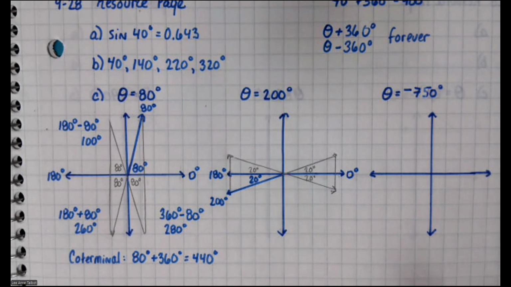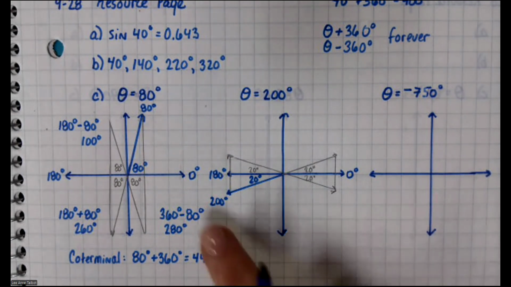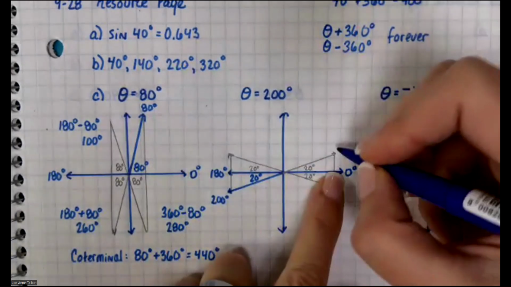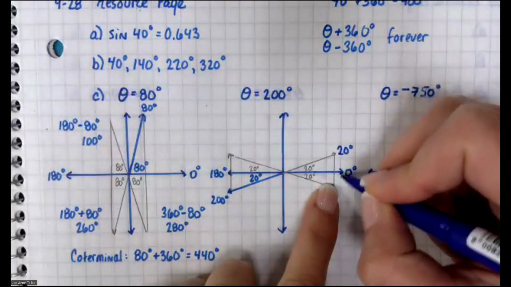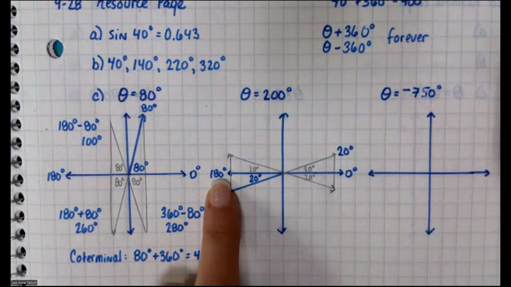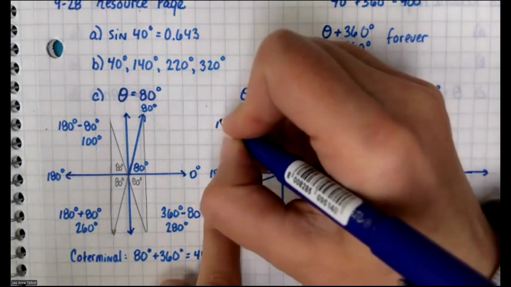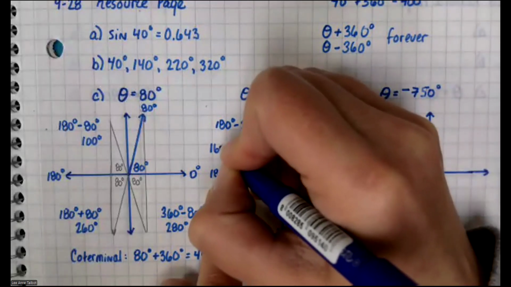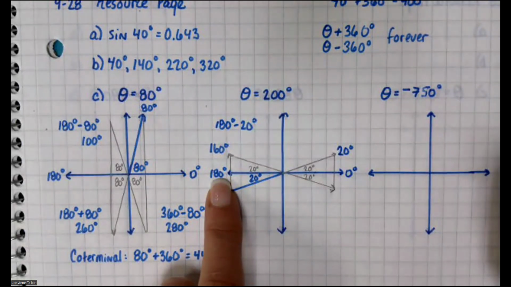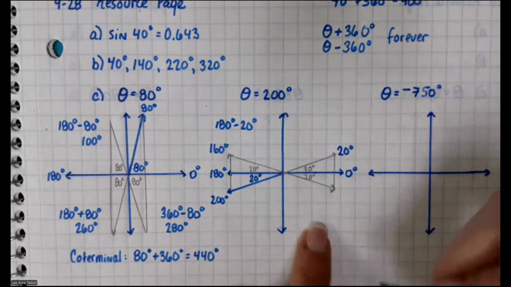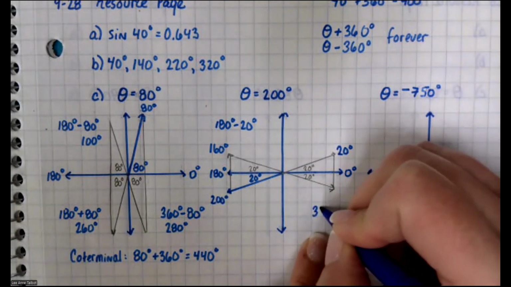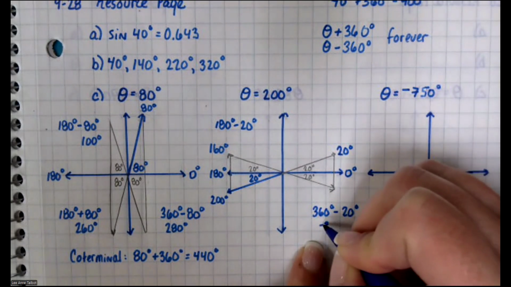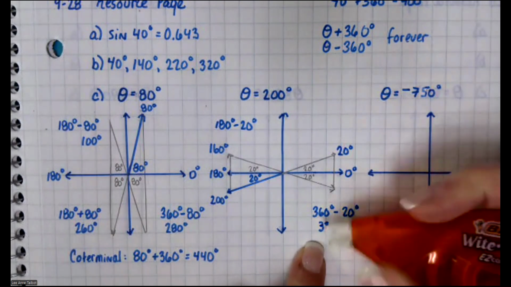Now this one's cool because half of our problem's really done for us. We already have the third quadrant angle. It's 200. This one we know is 20. So this is quadrant 2, 180 minus 20 is 160. And this one is quadrant 4, 360 minus 20 is 340.